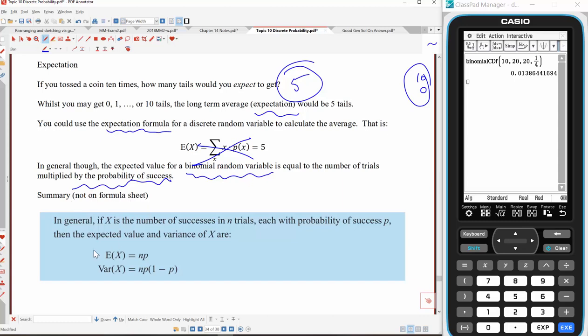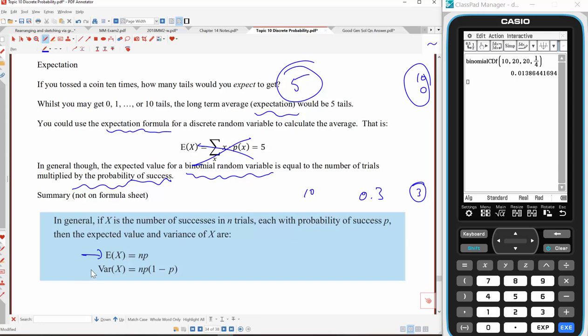So here in summary is what it is. This is what we call the expected value. So E(X) is equal to n times p, number of trials multiplied by the probability. So if I have the probability of success of 0.3 and I do it 10 times, then I expect 3 to be my value.